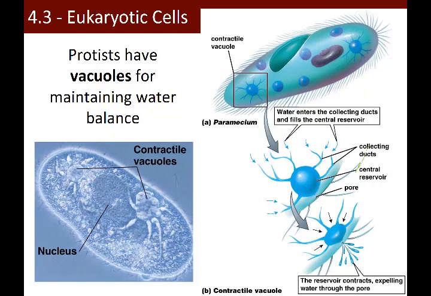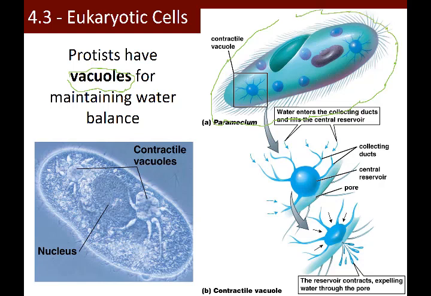Now, some of our single-celled eukaryotes that are free-living beasts also have vacuoles, and these are a different type of vacuole. They're not called a central vacuole like in the plant cell. These vacuoles are actually used for maintaining water balance. So this organism over here is a protist. This is a single-celled eukaryotic organism that is free-swimming and lives in freshwater environments.